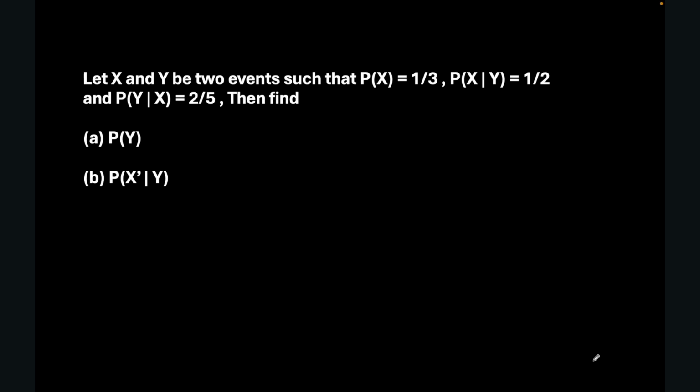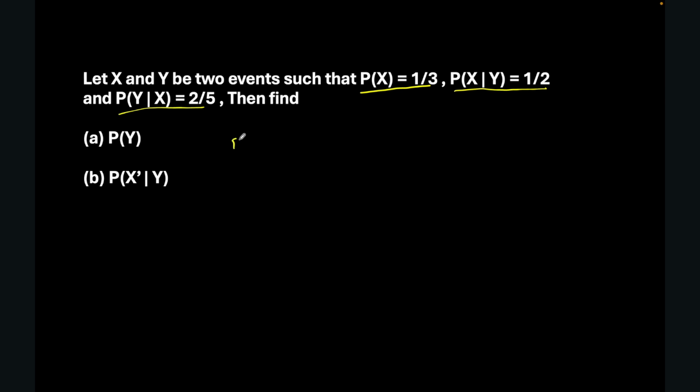Okay, so on to the next question. We're told, let X and Y be two events such that probability of X is 1/3, probability of X happening given that Y also happens is a half, and probability that Y happens given that X also happens is 2/5. Okay, so let's start by finding the probability of Y. Well, I'm given both the conditional probabilities, so I can definitely find some relation with the intersection, and then I can find probability of Y.